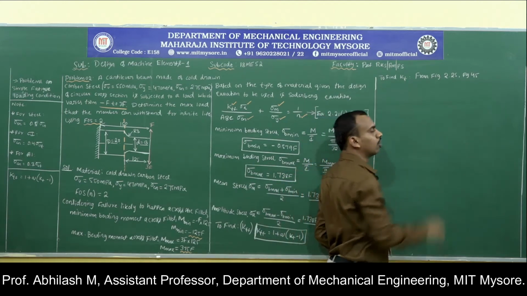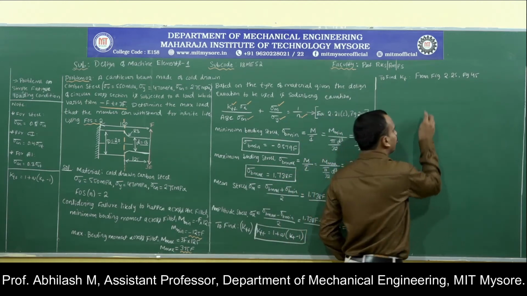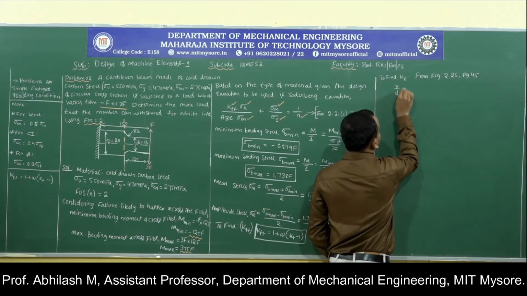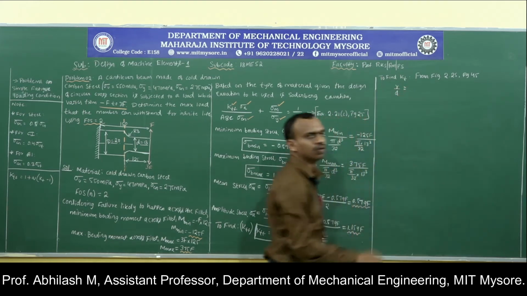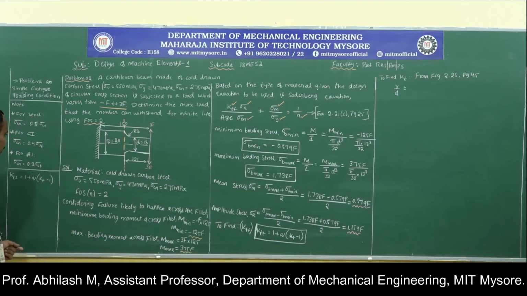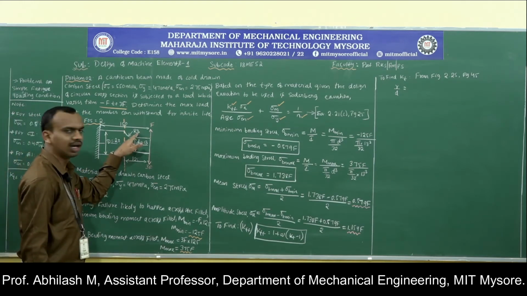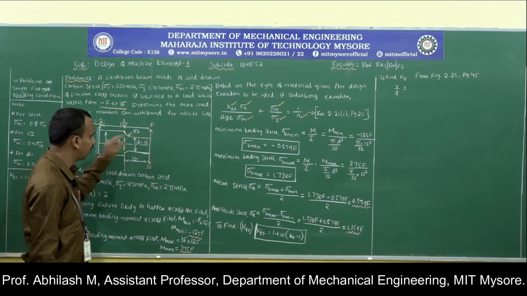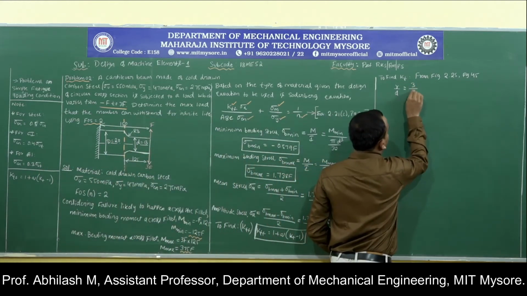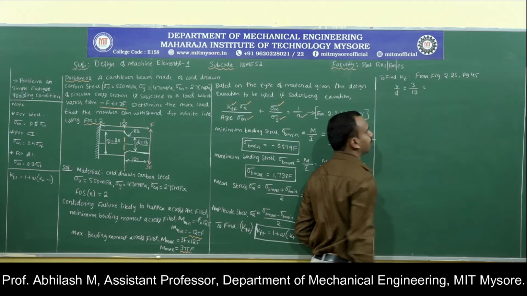to find this value of Kt, I want two different values. Which are those two values? I want something called the r by d ratio. What is this r by d ratio? What is r? r is 3, so it is 3 millimeter. What is the diameter? It is 13. So r by d is 3 divided by 13.